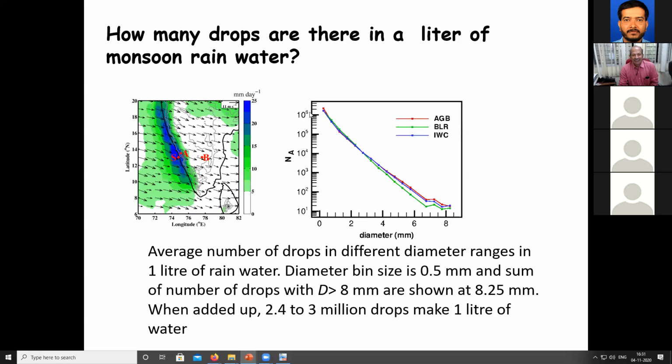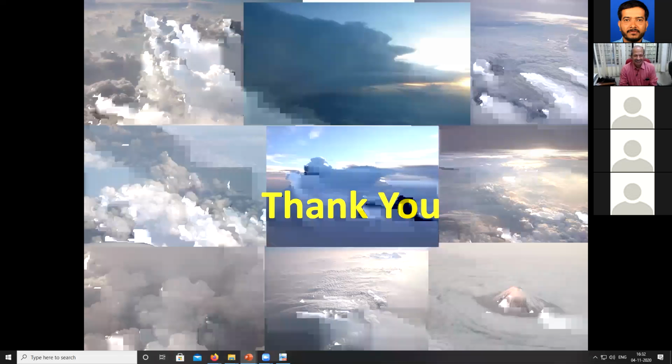So you see a large number of very small drops and a few of the larger ones, and on average there are about 2.4 million on the west coast. If you look at orographic rain, there are about 3 million drops, and Bangalore is in between at about 2.6 million. So this is the number of water drops that go into making 1 liter of rainwater. Okay, I stop here. Thank you, and questions, please.